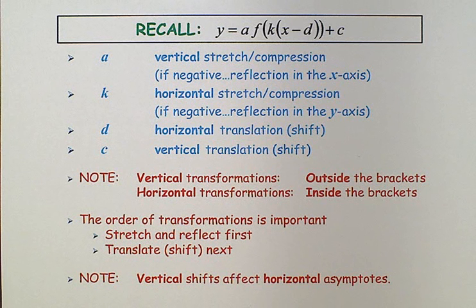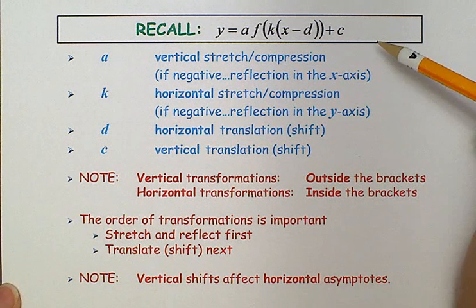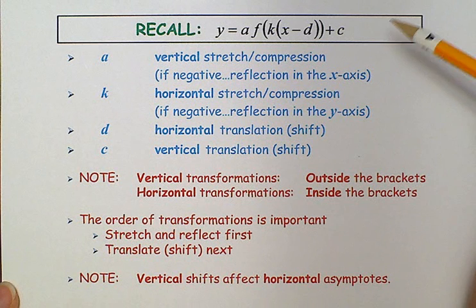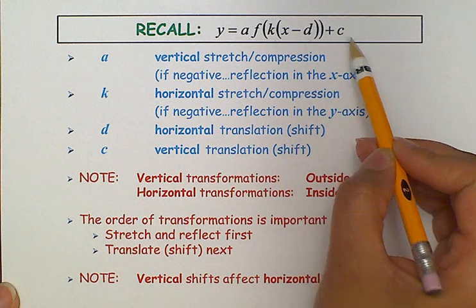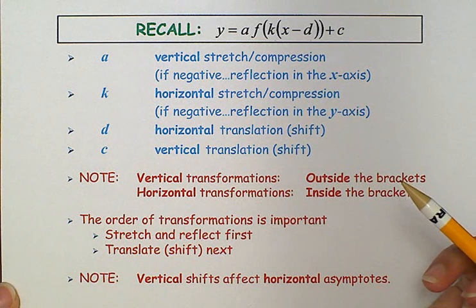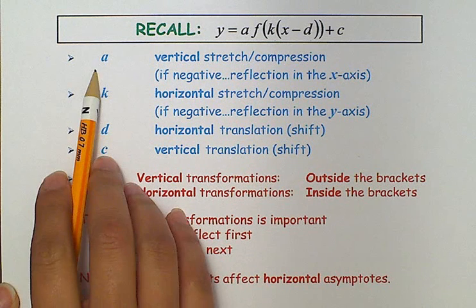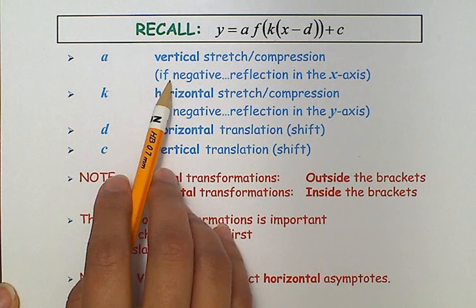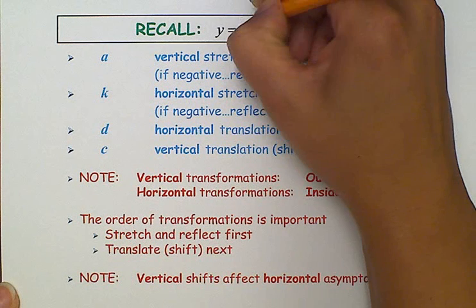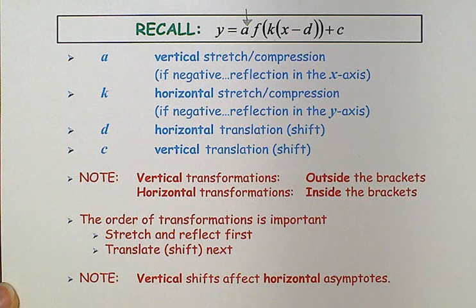So here's the general function. It's not specifically linear, quadratic, exponential. It's just a base function of any sort. And what you'll notice is we have the variables a, k, d, and c applying different transformations to the base function. Okay? A, as usual, represents our vertical stretch or compression. And if it's negative, it's a reflection in the x-axis. So again, you'll notice that this value here is outside of where the x is. That's how I know it's a vertical transformation. So A is your vertical stretch, compression, or reflection.